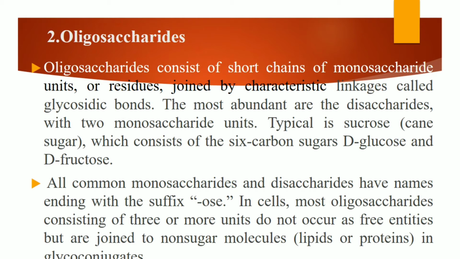All common monosaccharides and disaccharides have names ending with the suffix "ose". In cells, most oligosaccharides consisting of 3 or more units do not occur as free entities but are joined to non-sugar molecules, lipids or proteins in glycoconjugates. So basically those carbohydrates which have more monosaccharide subunits attached to each other don't exist in a free state. They exist in the conjugate state, which we call glycoconjugates.